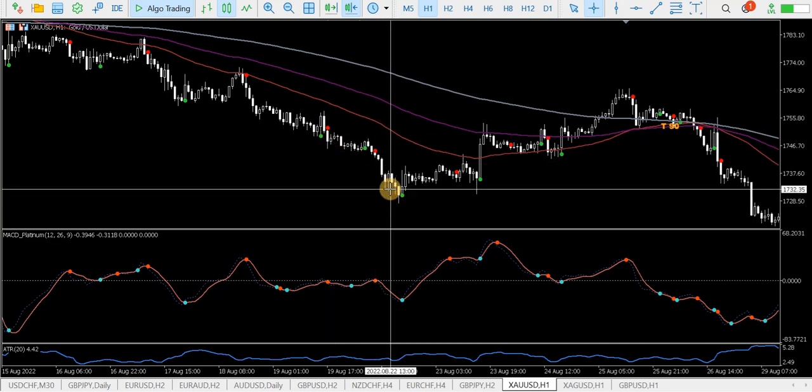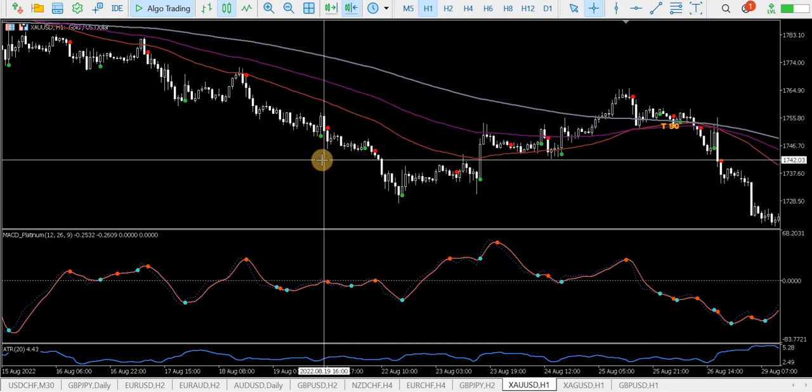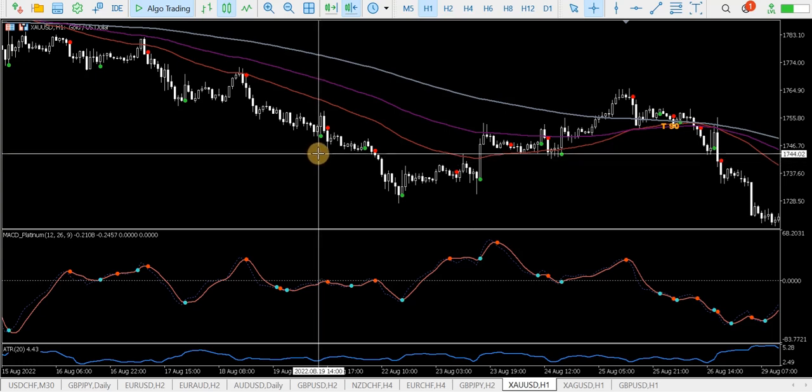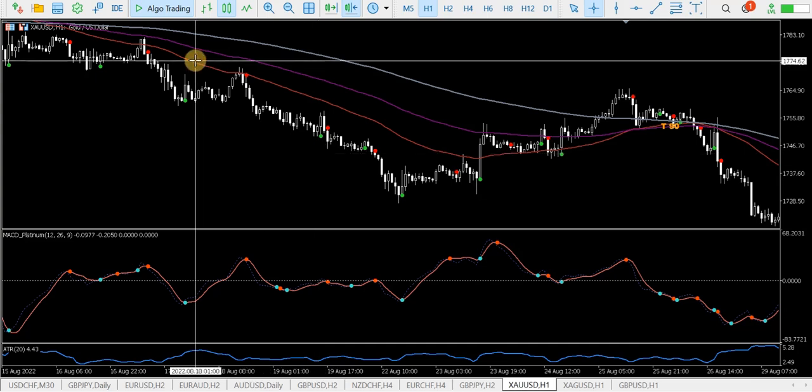So both of these would have been taken out on that. The good thing about this system is even though you're taking a trade, which is a valid signal, if it goes against you, generally goes against you.